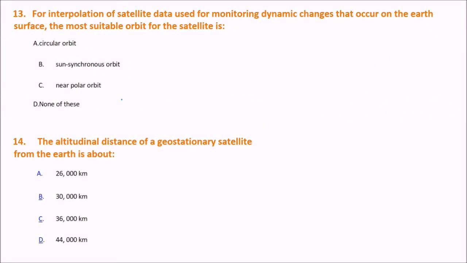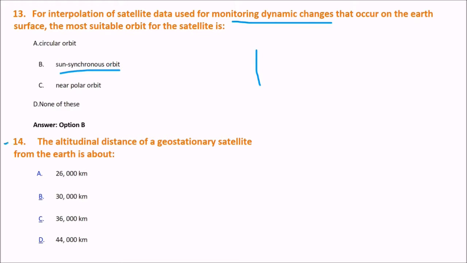Next, for interpolation of satellite data used in monitoring dynamic changes that occur on the Earth's surface, the most suitable orbit for the satellite is which? The answer is sun synchronous. That is why most of the satellites which are actually doing the remote sensing work are sun synchronous. These are also known as the Earth resource satellites.